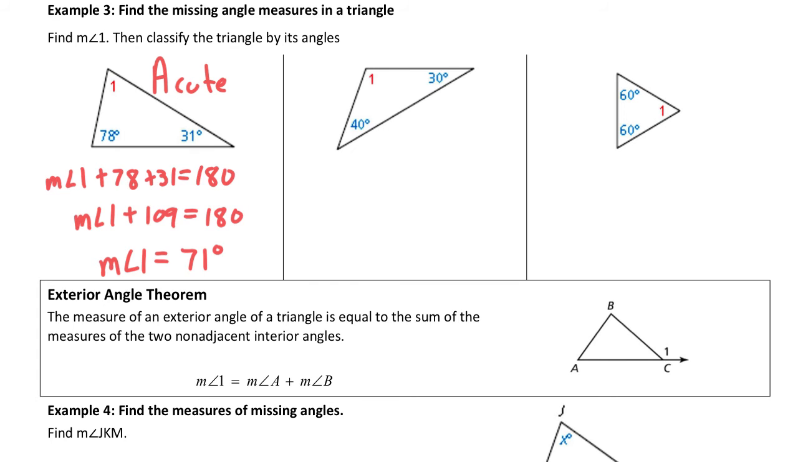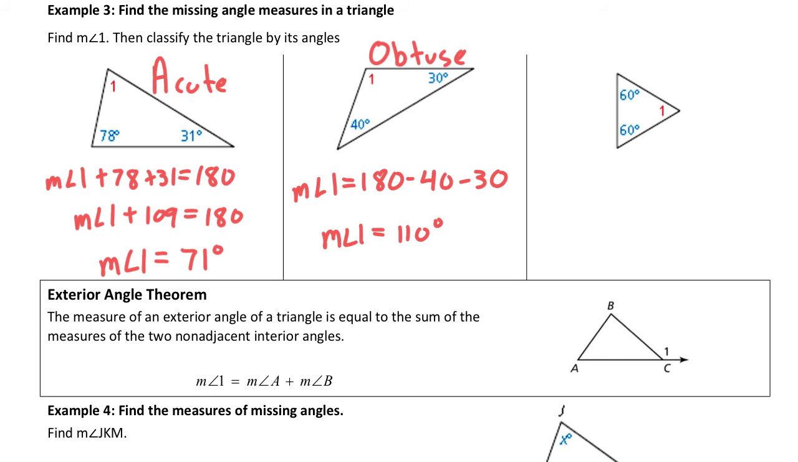So essentially I take 180 minus the two known angles to find my unknown angle. So there's a couple different ways to do it. I did it using an equation, but you guys, you can use whatever method you want. So in this next one, let's just look at the measure of angle 1. We know it's 180 minus 40 minus 30. So 180 minus 40 is 140, 140 minus 30. The measure of angle 1 is 110 degrees, making this triangle obtuse because it has one obtuse angle.